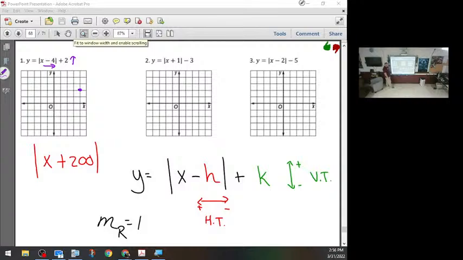That's my vertex. And then the slope on the right-hand side is going to be 1. Up 1 over 1. Up 1 over 1. What does it always do on the left side? It mirrors it, so instead of up 1, right 1, it's up 1, left 1. Up 1, left 1. There's my V.